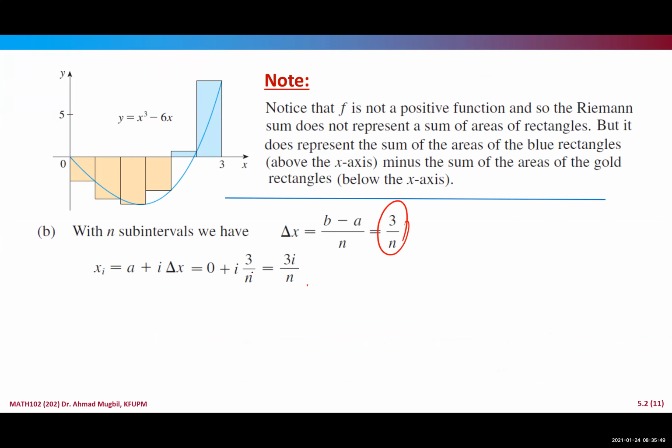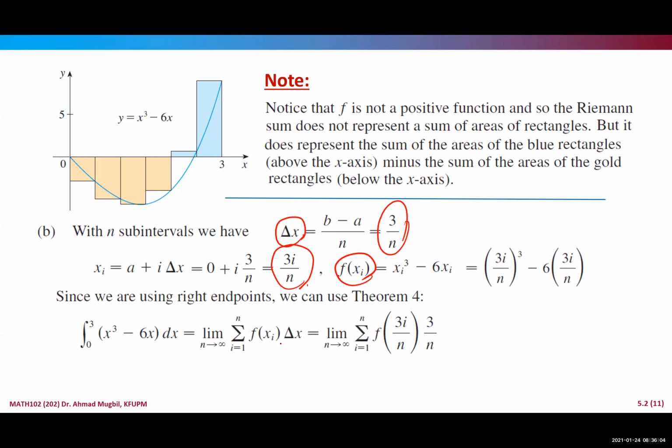You need to find xi, here it is. Now you need to find f of xi, so you will replace xi by 3i over n. Then you will multiply delta x by f of xi. Here we are. And you will, of course, take the sigma and then take the limit. This will be equal to the integral. By the definition, the integral is this.